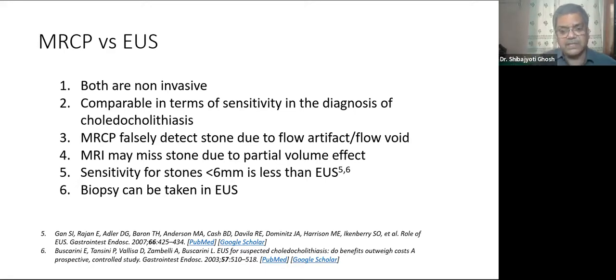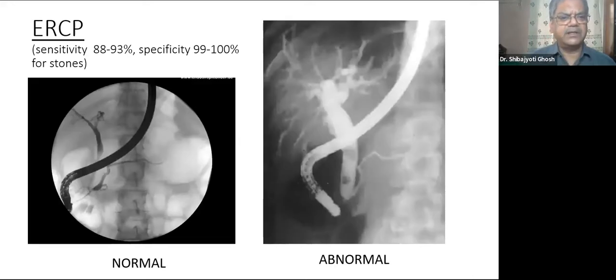Sensitivity for stone is less for stones under 6 millimeter in US, and biopsy can also be taken with endoscopic ultrasonography. So these are some pictures of ERCP. This is a normal ERCP, and here we can see the presence of stone or filling defect in the ERCP. So these are presence of stone. However, there is one thing you must remember.